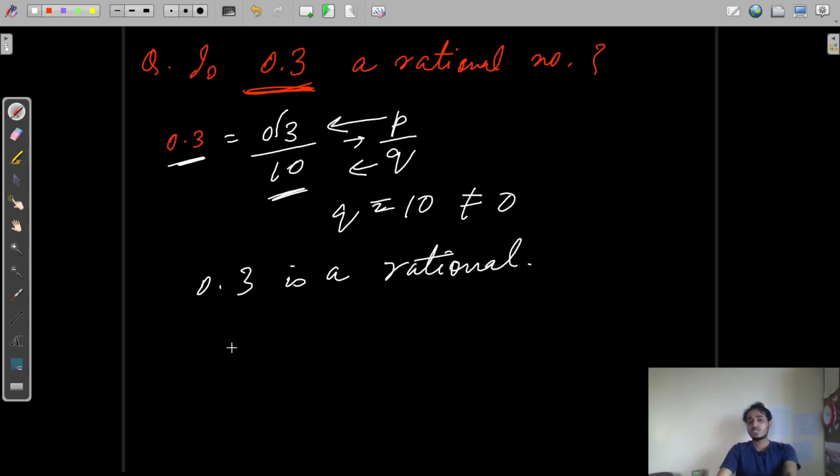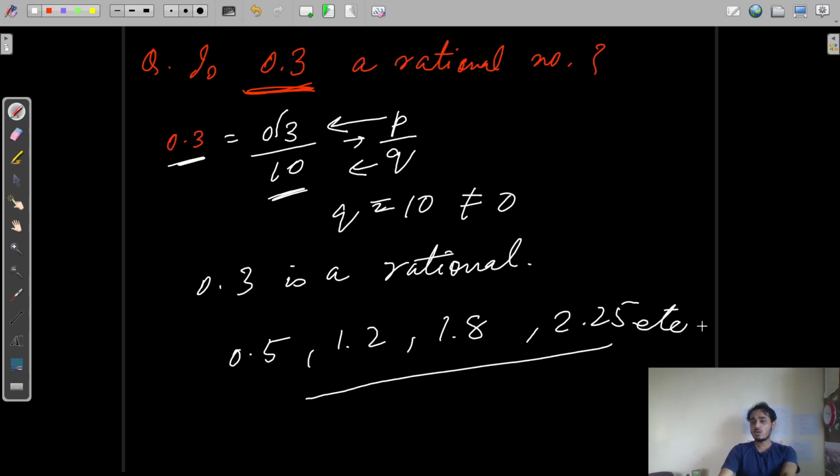In a similar way, we can say that 0.5, 1.2, 1.8, 2.25, etc. These decimal numbers are all examples of rational numbers.